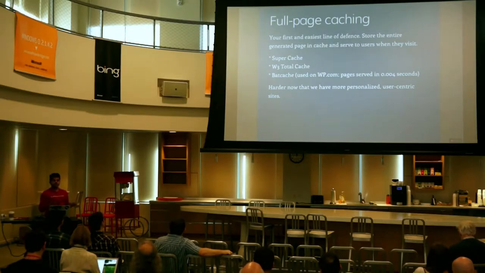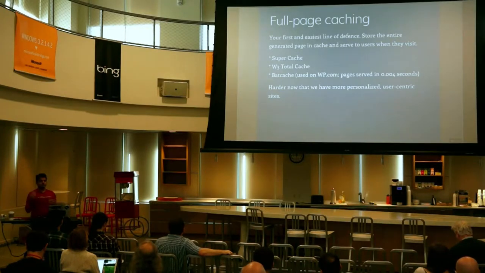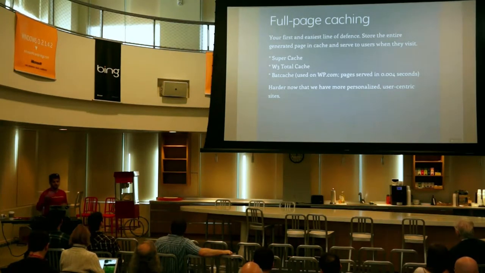For the majority of simple sites, 90% of sites, Supercache really fits the bill. If you want something really simple, no frills, that you can just drop in and it works, Supercache is the way to go. WP Total Cache, if you want more bells and whistles like minification, CDN, and all that sort of stuff, might be something to investigate. If you are trying to go for high-scale sites, Batcache is probably the one you want to look at, especially once you start getting into object caching and stuff as well.